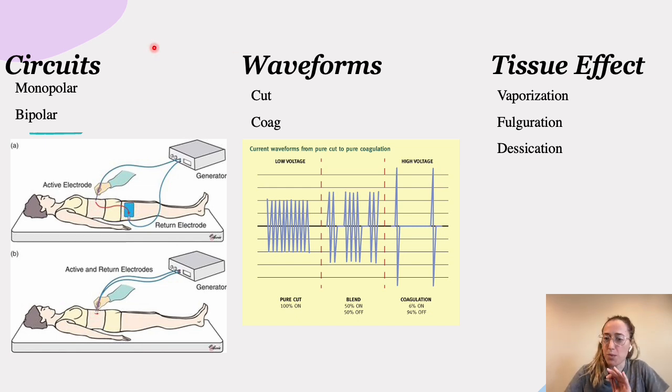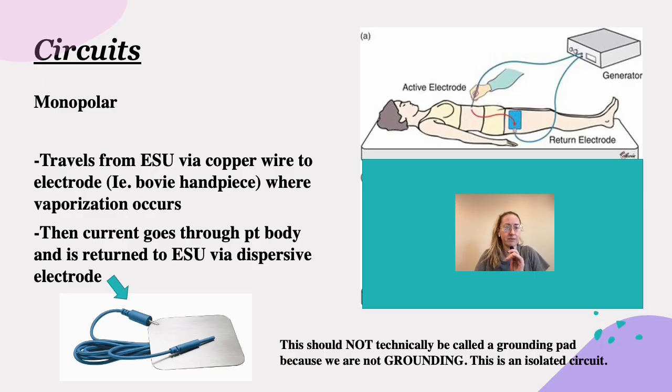So I think this is the most important slide of the entire lecture because it differentiates these terms which oftentimes get confused. So circuits are monopolar and bipolar, waveforms, cut and coag, and then tissue effects, vaporization, fulguration, and desiccation. And so let's talk about each one of these separately and then we'll bring it all together.